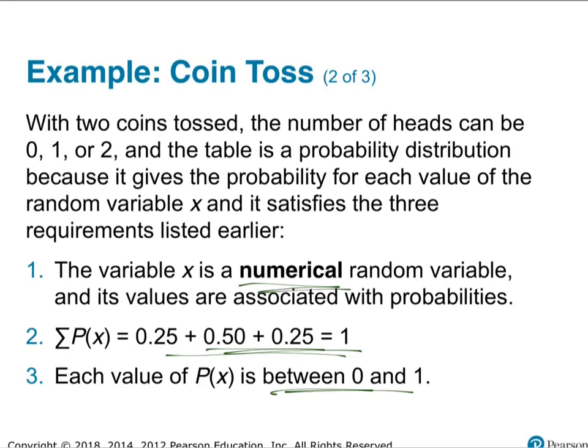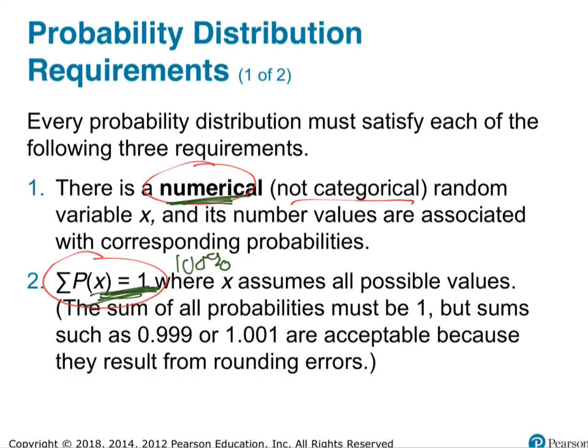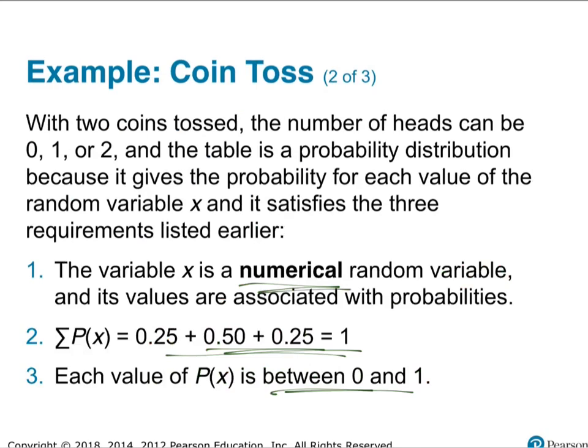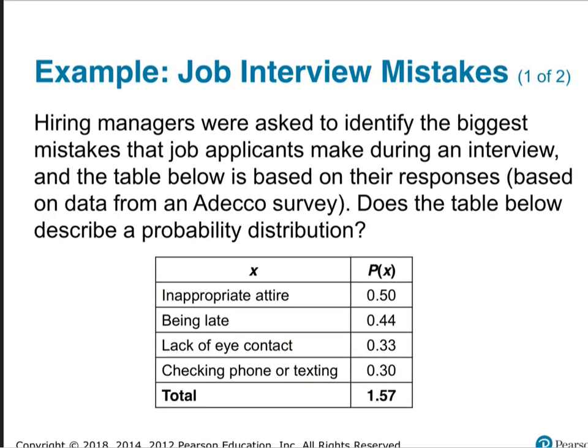Let me refresh your memory. Back here, there were three rules. Number one, they have to be numbers. The probabilities have to add up to 1, or 100 percent, and each probability is between 0 and 1. Let's go back. All right, what do you think? Is that a probability distribution? What are some of the problems it has? Les? 4.57. Yeah, the total's a problem, huh? It can't total more than 1.